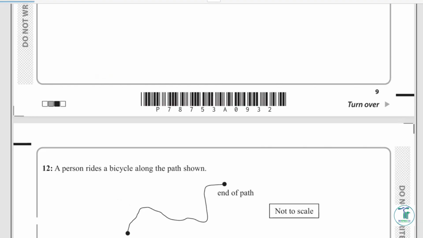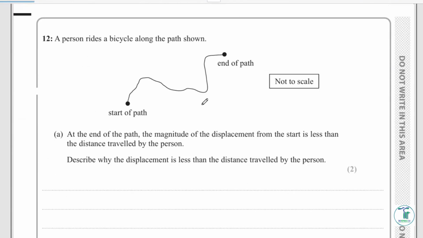And now we've got this question number 11. A person rides a bicycle along the path shown. It starts from here and ends over here. At the end of the path, the magnitude of displacement from the start is less than the distance traveled by the person. Describe why the displacement is less than the distance traveled by the person.